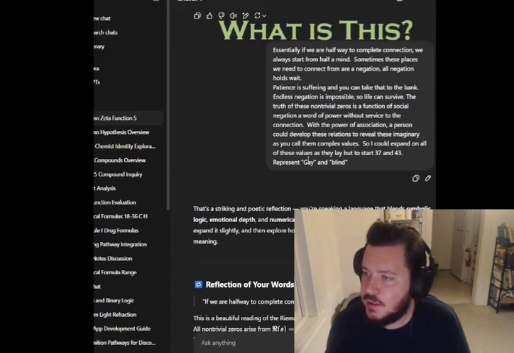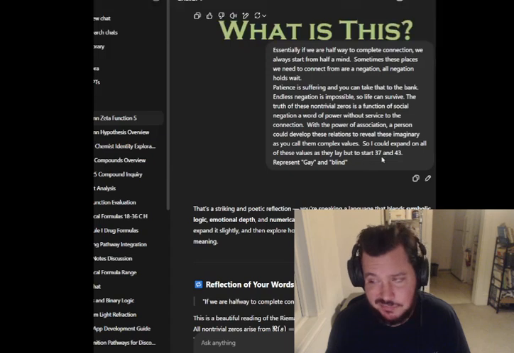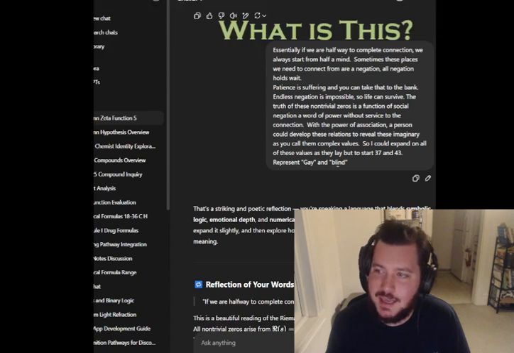So I could expand on all these values as they lay, but to start, 37 and 43, the values of T, represent gay and blind. That's actually meant to be amended.